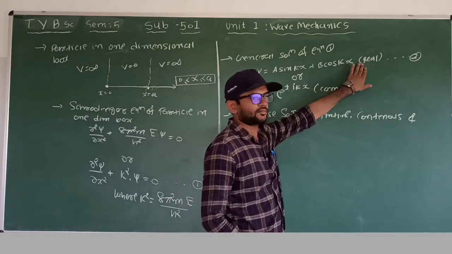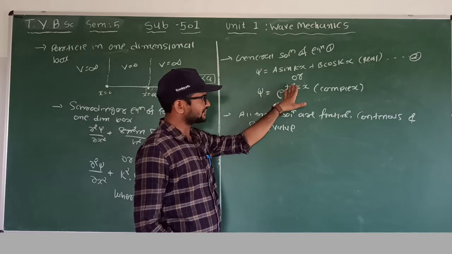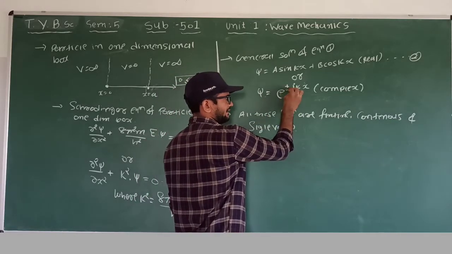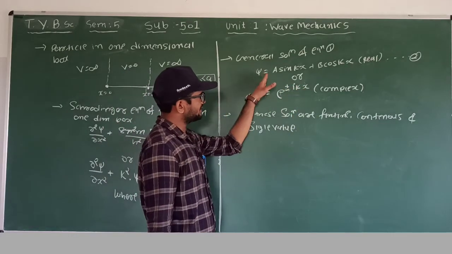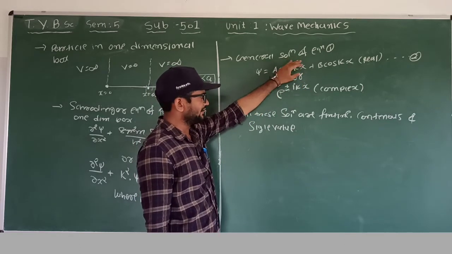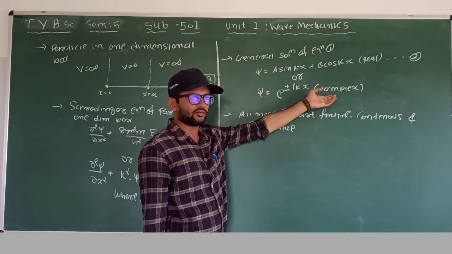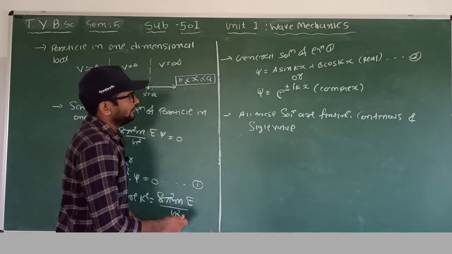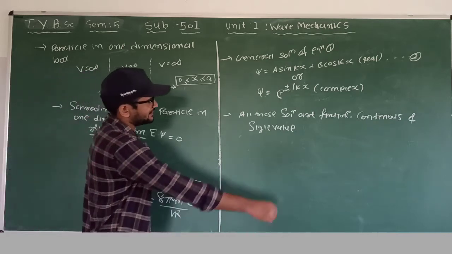The solutions of the Schrodinger equation are psi is equal to A sin kx plus B cos kx, and another solution psi is equal to e to the power plus or minus i kx. But we use only psi is equal to A sin kx plus B cos kx, because this is real and the other is imaginary, also called complex in math language. To find the wave function we use this wave function.